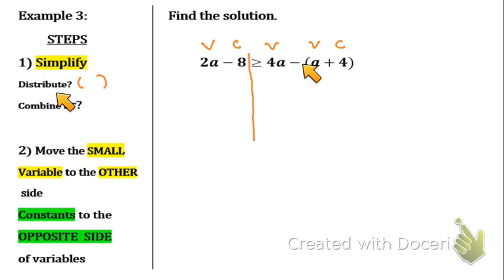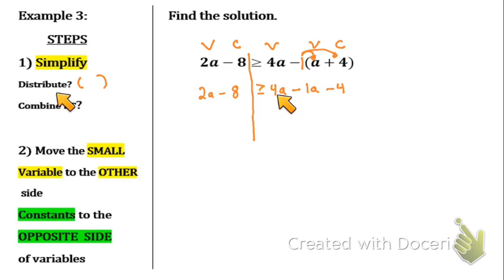Now, remember, right here, there is an understood number. There's a number 1. We are going to distribute. We're going to multiply that, okay? I'm going to bring everything down, and then I'm going to distribute. Negative 1 times a is negative 1a. Negative 1 times a positive 4 becomes a negative 4.